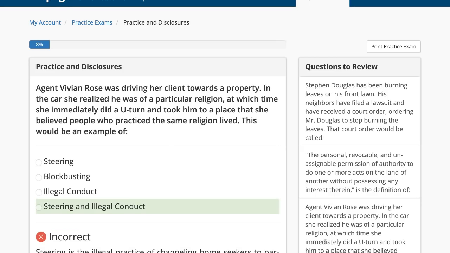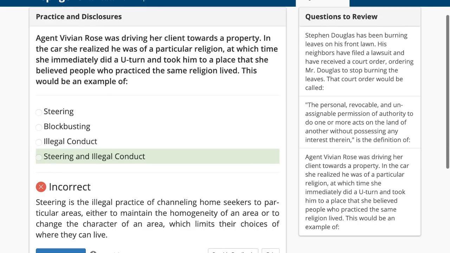Some of you guys were too quick and circled A without reading all of them. They're basically saying not only do you know what steering is, but do you also understand that steering is illegal? Hopefully we all know that steering is illegal, because we know it's a violation of the Fair Housing Act, right, guys?